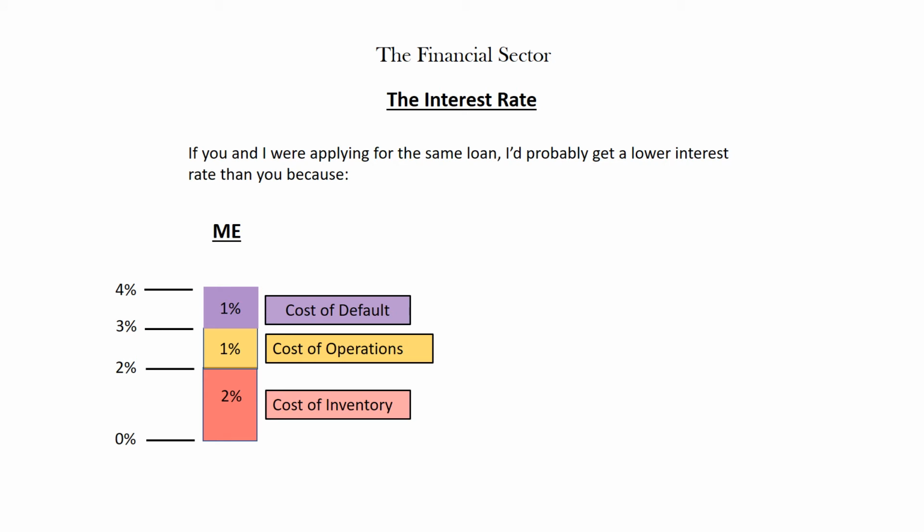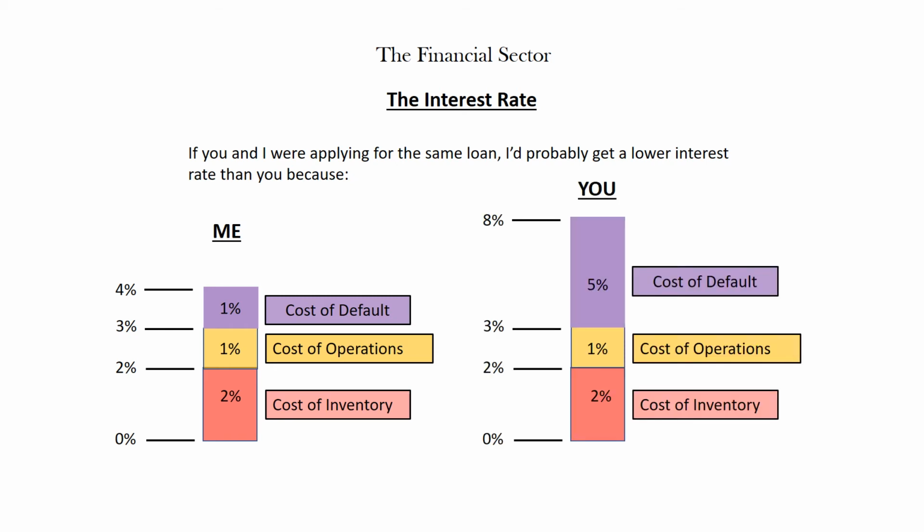Here's what my loan will look like. Notice I have a 1% cost of default box. Here's what your loan looks like. Your cost of default box is higher because you are perceived to be a greater risk. As a result, you're going to be paying 8% on this loan. I'm going to be paying 4%.